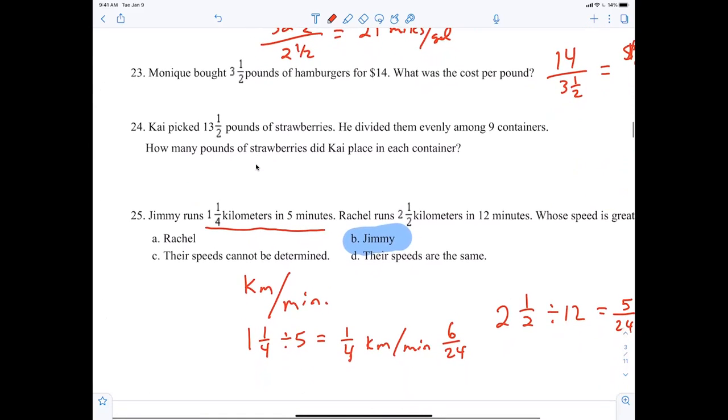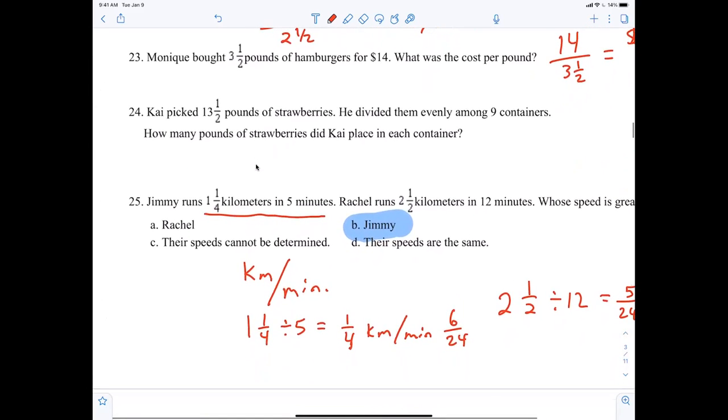24. Okay, James. 24, I said. So you just do 13.5 divided by 9. That's exactly right. You're taking the number of pounds, dividing it into containers. So 13 and 1/2 divided by 9. Tell me what that is. 1 and 1/2 pounds per container. I'm pretty happy with you on that. Very good. Okay. Jacob.